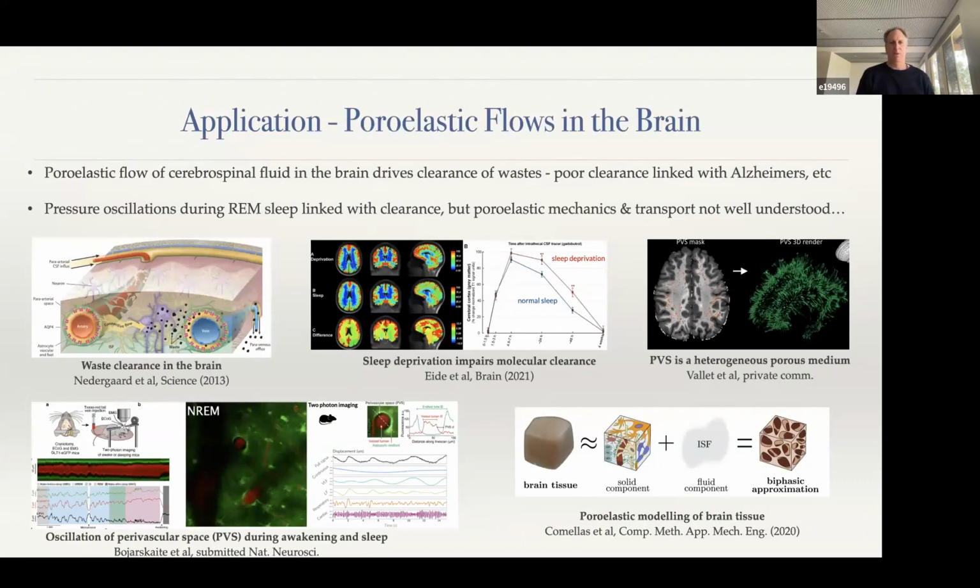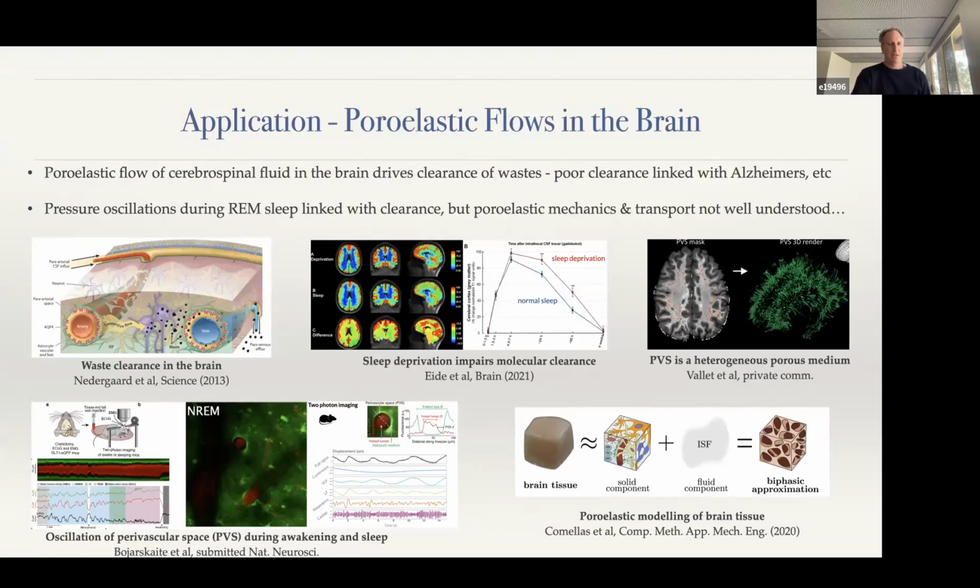We're looking at the poroelastic flow of cerebral spinal fluid. Essentially what happens is in the arteries, around the arteries and veins within the brain, there are these perivascular spaces, and they're subject to different pressure signals due to respiration and cardiac signals, but also low frequency waves that arise during REM sleep and so on. And it's well recognized that that poroelastic flow that's set up by these oscillations drives the clearance of waste in the brain, and poor clearance is linked with a number of neurodegenerative diseases, including Alzheimer's and Parkinson's.